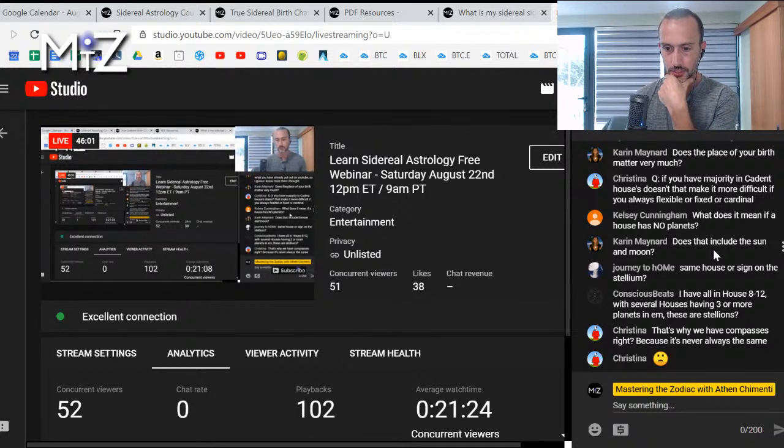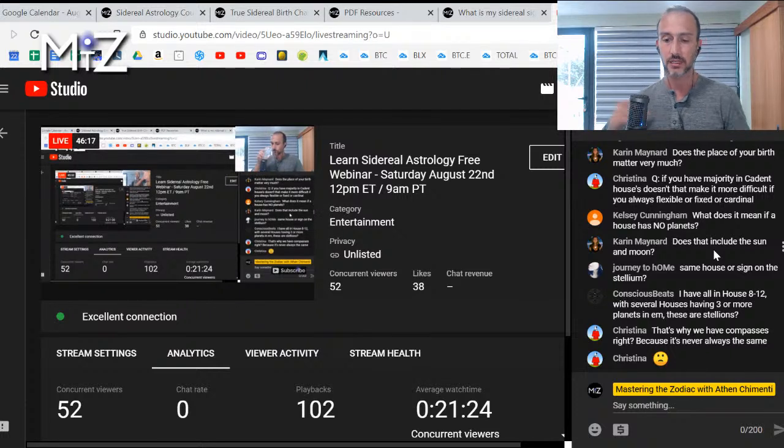All right, Journey to Home: same house or sign in the stellium? Well, if it's the same house, then that area is very important. If it's the same sign, then that sign's very important. But oftentimes stelliums will go in between houses and signs, and you just want to blend the interpretations of the house and the sign together. Remember, stellium is about blending, whether it's blending of planets, houses, or signs.